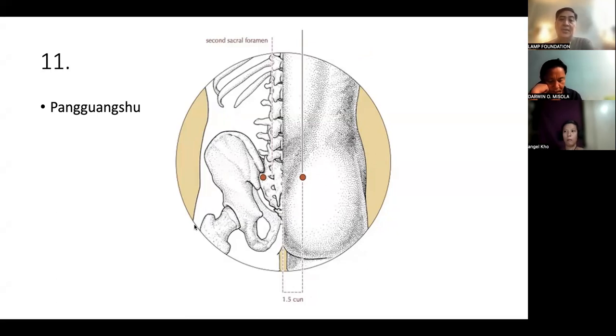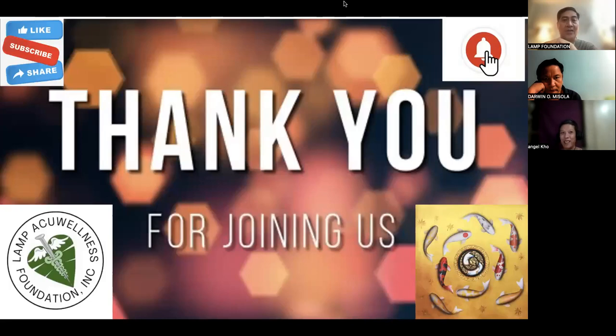And finally, what is this? Bladder 28 po, Doc. Located po siya sa sacral 2, second sacral. What is this? The Back-Shu of the urinary bladder po, Doc. Okay. Very good for low back pain. What we just discussed are the most common points that I found very effective.